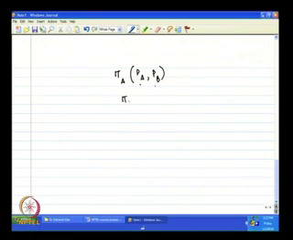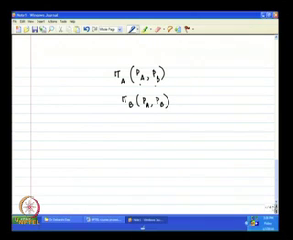Similarly, pi B is a function of PA and PB. So, plenty of examples can be given. I am just giving you some introductory examples, very simple kind of examples.